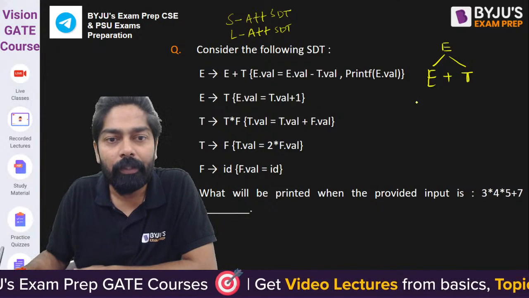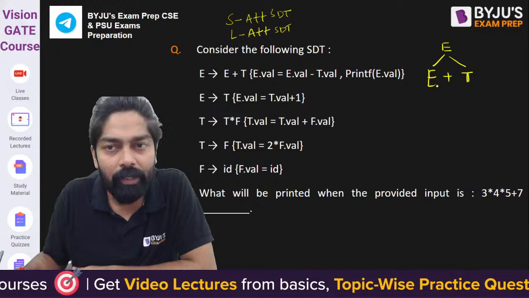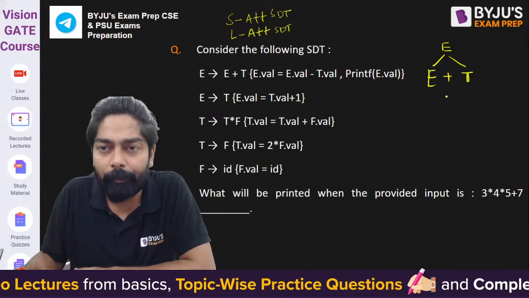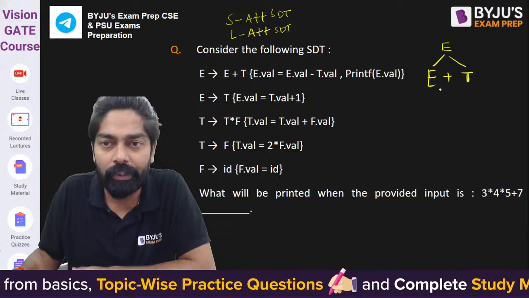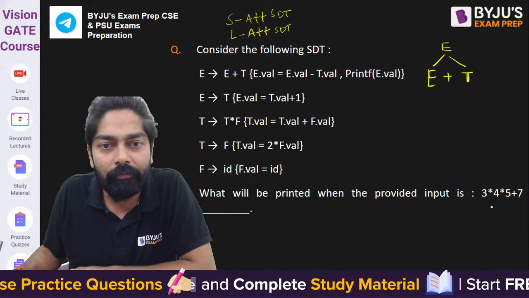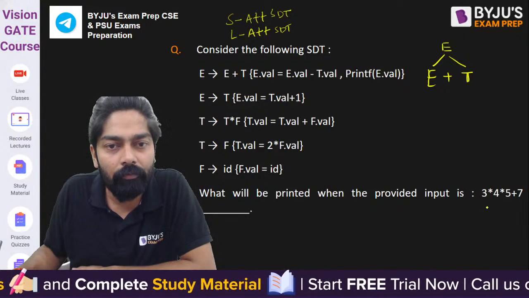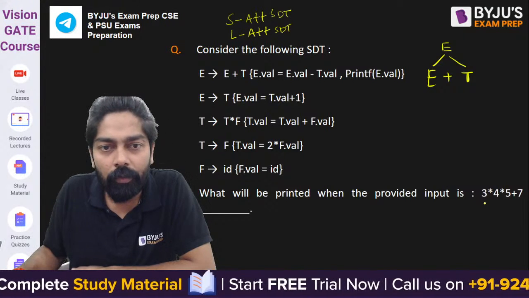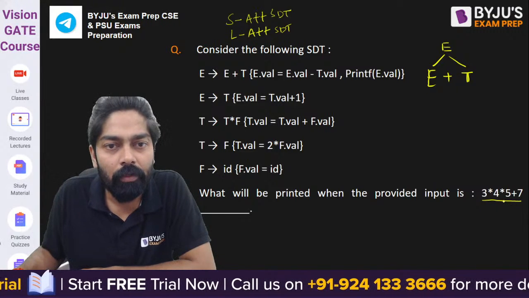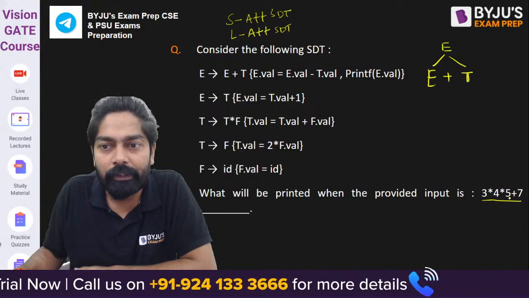Now what do we have? Can you please tell me? E goes to E plus T. Can I take E goes to E plus T? Yes. Fine. Draw the parse tree first. E goes to E plus T. Then, what is given in the input, my dear friend? The input is 3 star 4 star 5 plus 7.